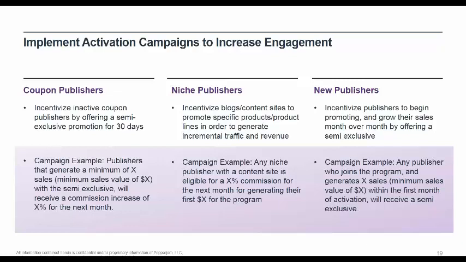In this first example, a campaign is set up to target all inactive coupon publishers. Any publisher who's inactive and drives a specific number of sales during the month will receive a commission increase for the next month. It's important to give your publishers the tools they need to succeed, so I also recommend offering a semi-exclusive offer to these publishers for 30 days.